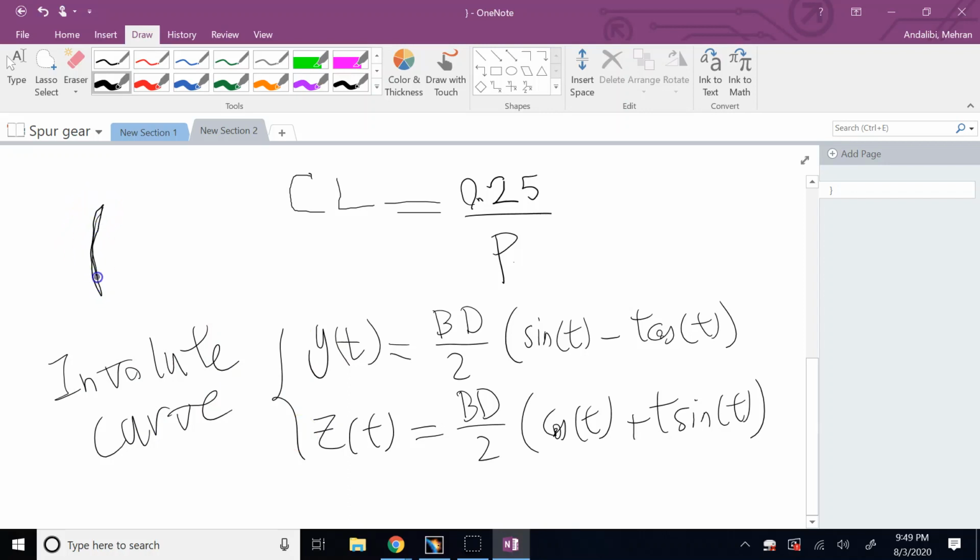So if this is an involute curve, if you plug in t of 0 in y, you're going to get 0. If you plug in t of 0 in z, you're going to get 1 times the radius. So if this is z versus y, at t equal 0, your y is 0, your z is going to be BD over 2, and then it keeps going like that. Here is t equal 0, and here t keeps increasing. This curve is the involute curve. These are the equations for it.